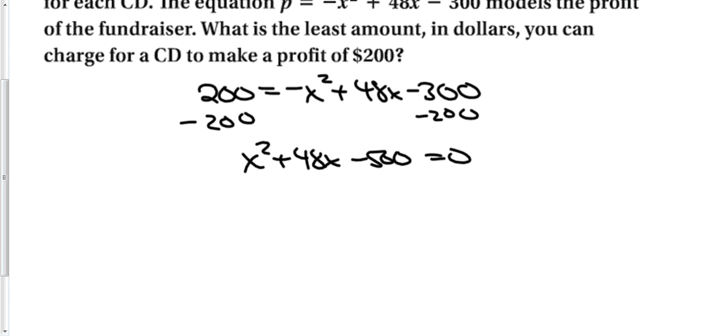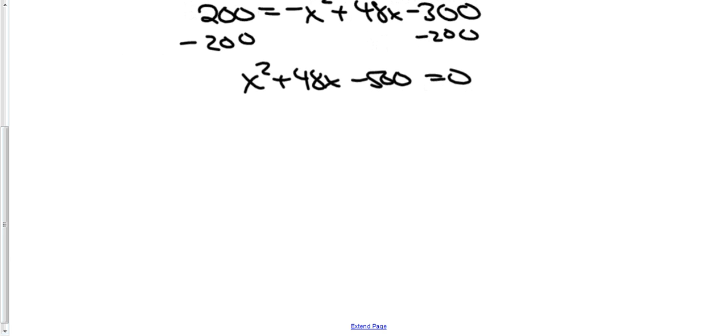Just flip it around. I could try to find the factors of 500 that subtract to 48, but there are not any. So I'm going to plug it into the quadratic formula. A is going to be 1, B is going to be 48, and C is going to be negative 500.